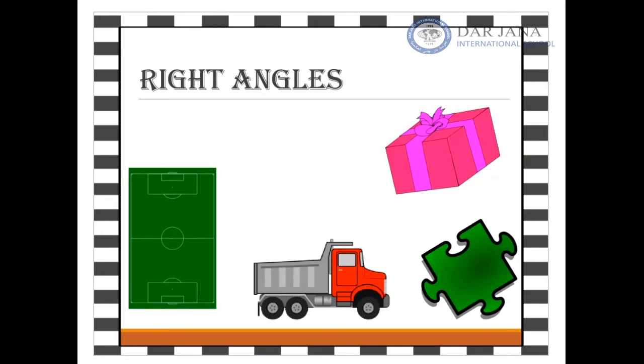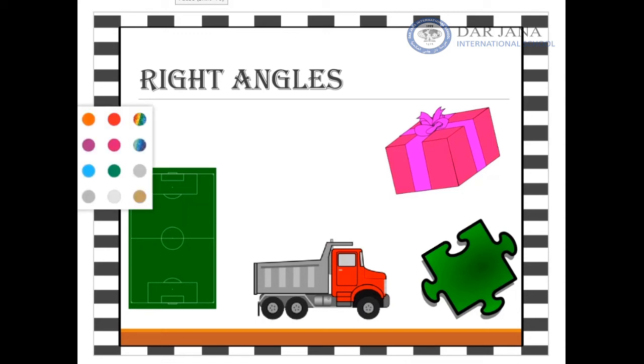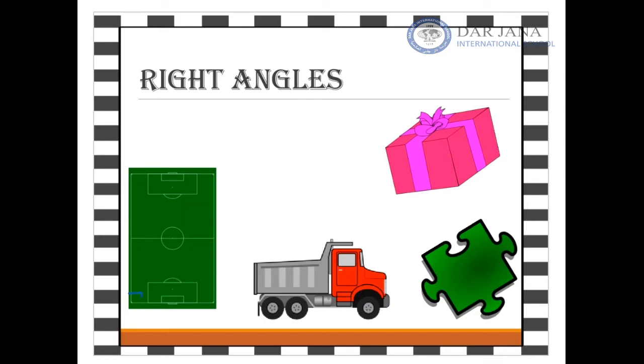Here are some real-life examples of a right angle. I'm going to show you how. Here I can draw a perfect square, also here, so I have a right angle at this corner also. Even here I can draw a perfect square. This means I have a right angle.